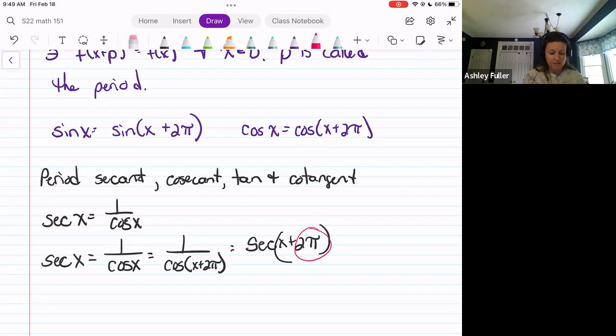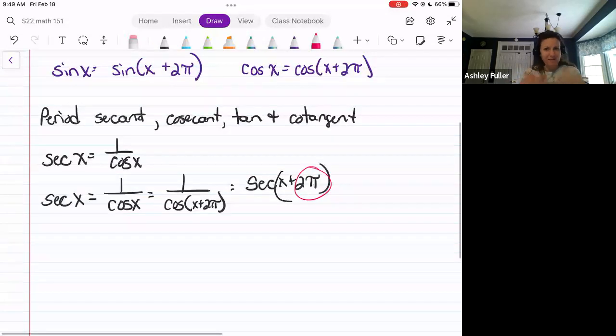Remember that secant is not necessarily defined for all x. Anywhere that cosine is 0, this would not be a true statement. The same method can be used to prove that cosecant is going to have a period of 2 pi, but what about tangent and cotangent?